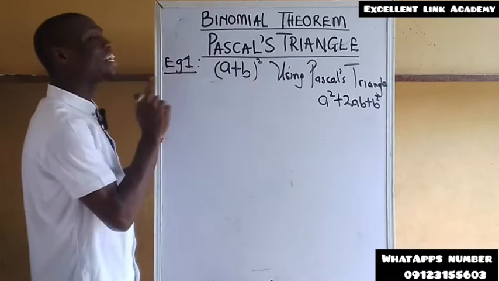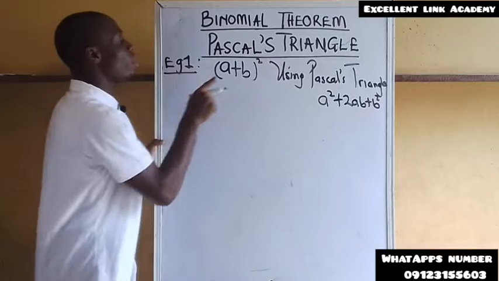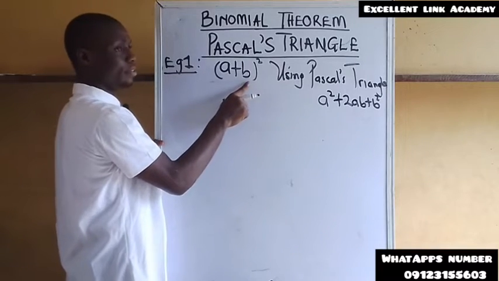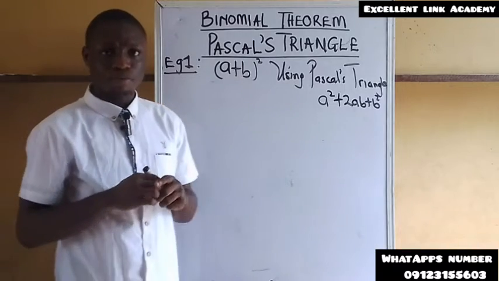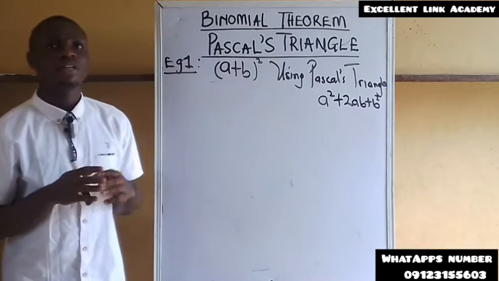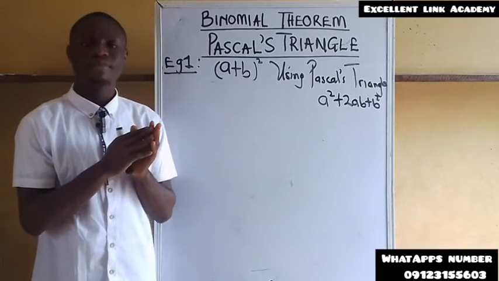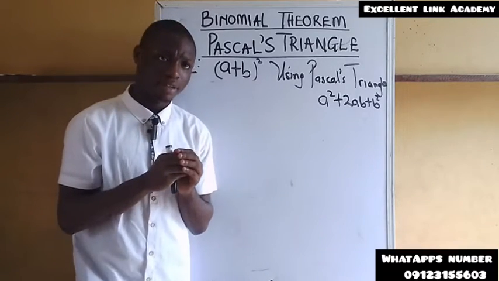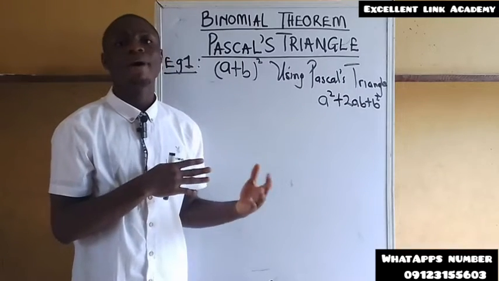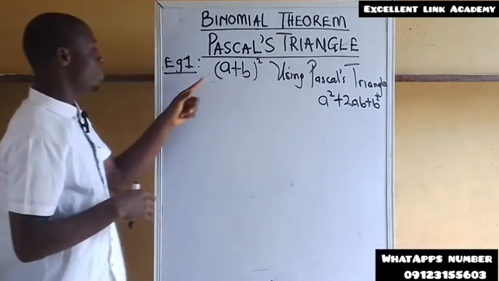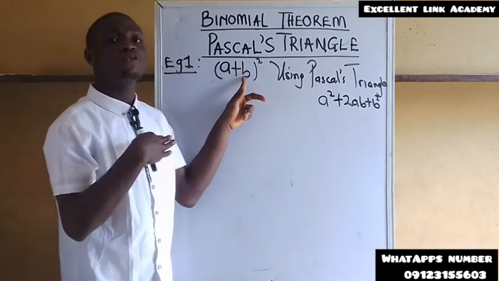Now, for Pascal's triangle, here is the idea. Listen. I have two terms here, a and b. Now, note this step, please. The first term takes all the power, while the second term is left with nothing.